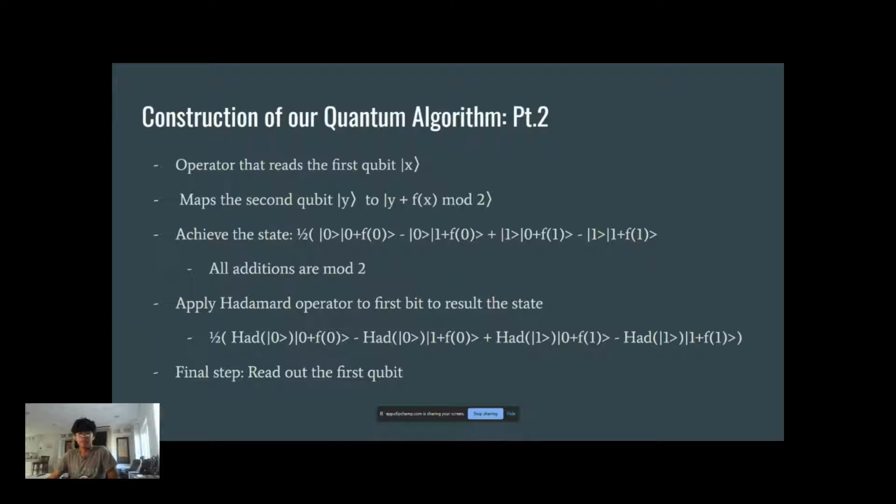Now, for this, though, we'd have to achieve the state of 1/2 (|0,0⟩ + f(0) − |0,1⟩ + f(0) + |1,0⟩ + f(1) − |1,1⟩ + f(1)). And all the additions would just be modulo 2, right? And then when we apply the Hadamard operator on the first bit, we would get a resultant state right here that I don't really want to read out because it is pretty long. And then the final step is really just to read out the result that is obtained from each qubit in each case.